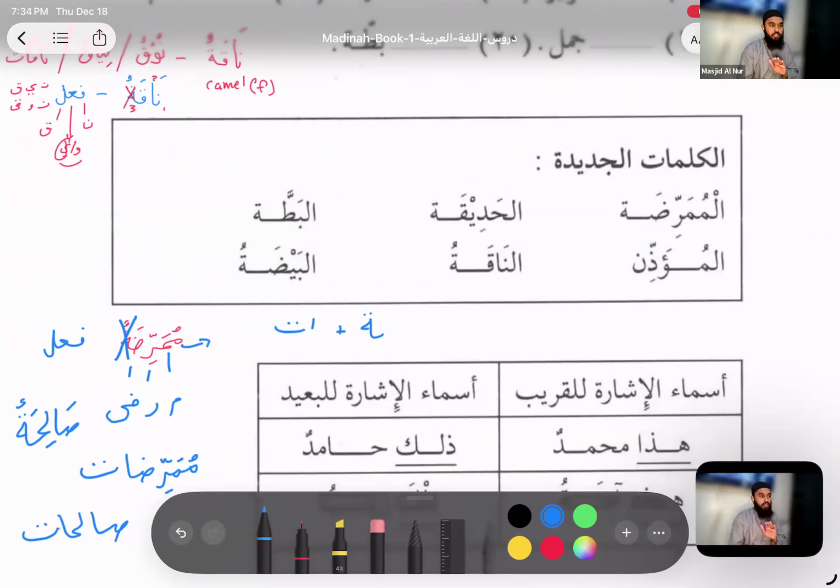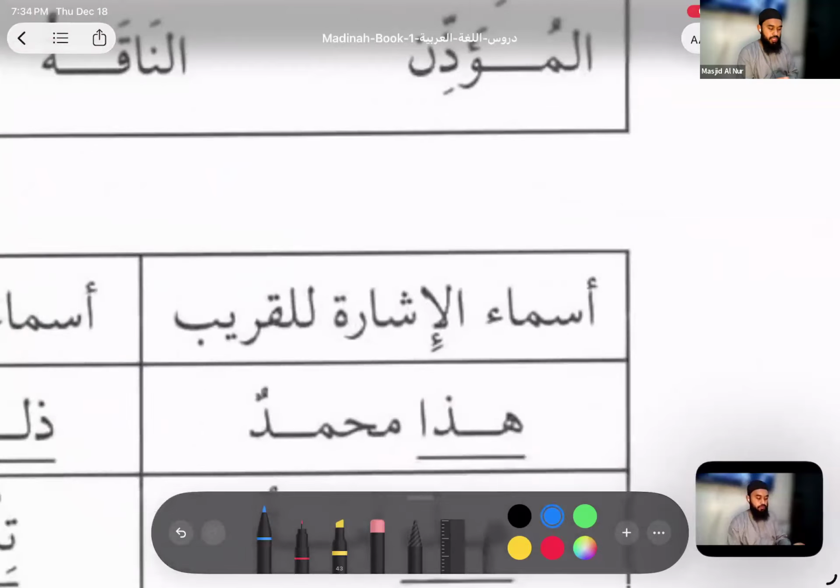So that should be the easiest way for you guys to figure out the plurals for these types of words. The next word I asked you guys was bayda. Bayda is an egg. Baydatun.